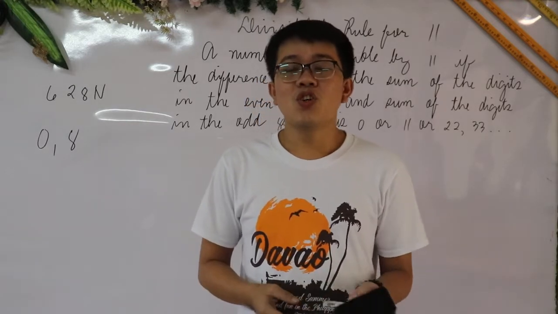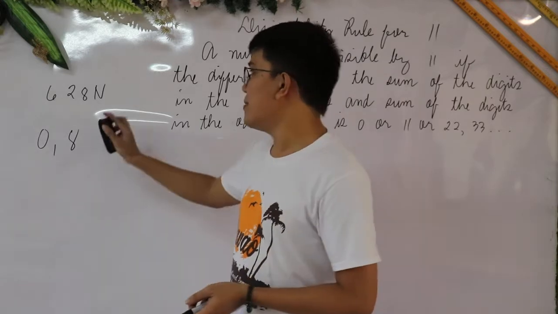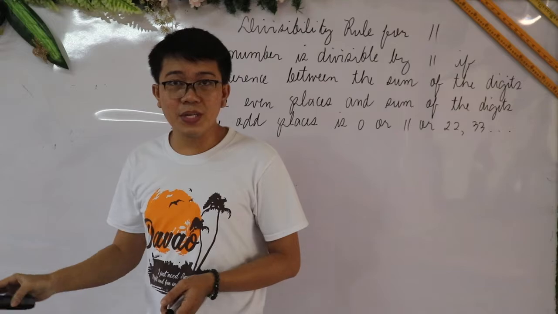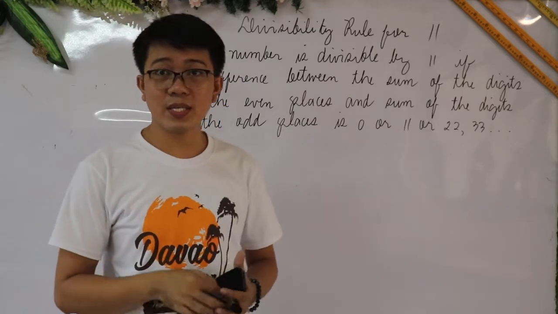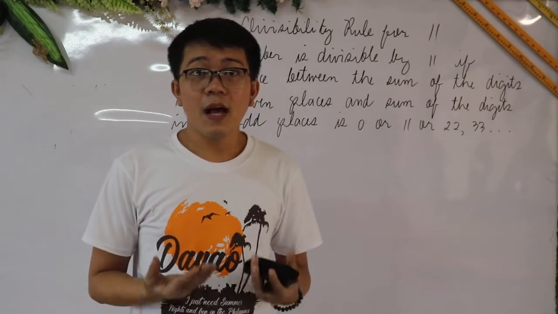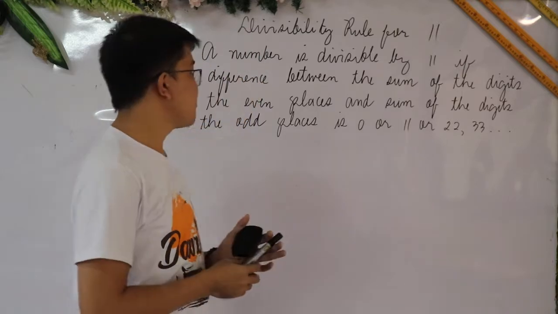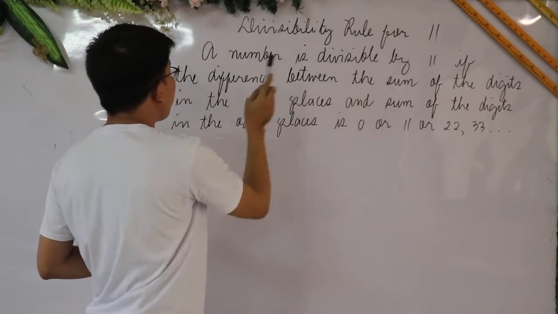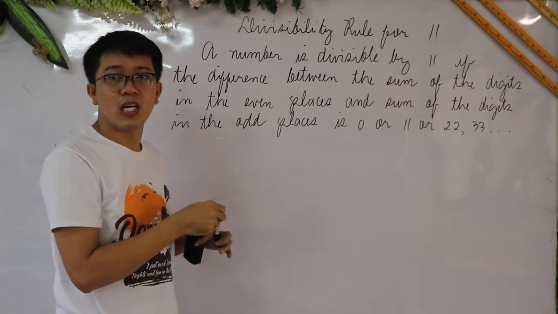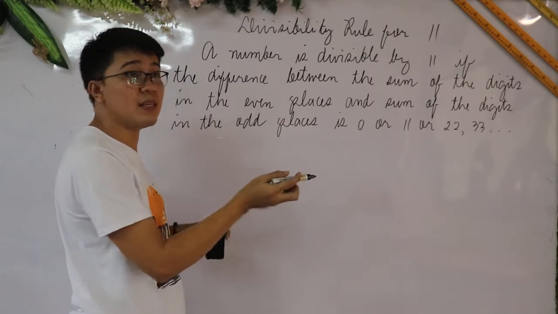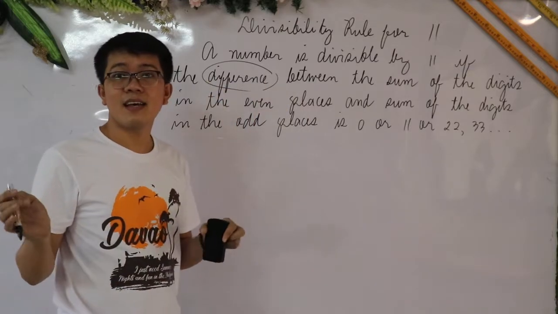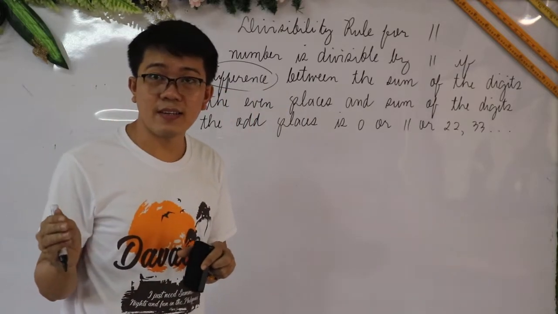Okay? So moving on to our topic for today about divisibility rule number 11, let me read to you the condition. When do we say a number is divisible by 11? A number is divisible by 11 if the difference. What does this word difference mean? The difference means answer of subtraction.